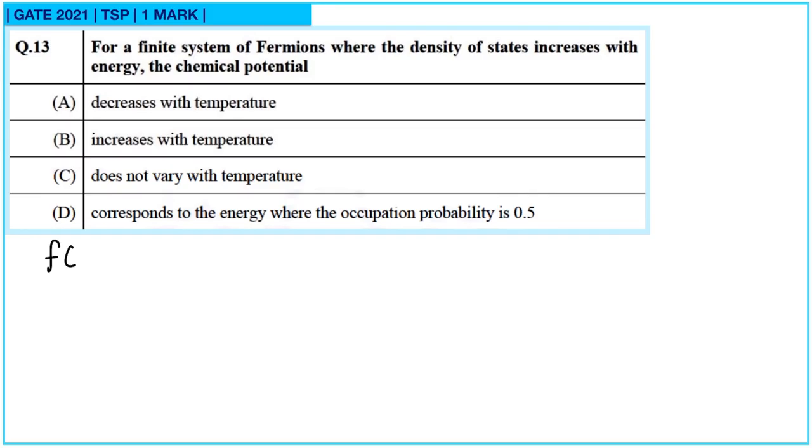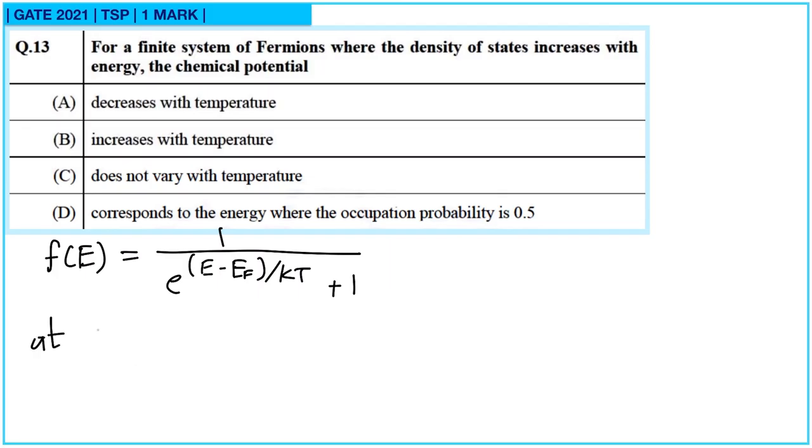Now the Fermi function for fermions is 1 upon e raised to (E minus EF) upon kT, plus 1, where EF is the Fermi energy. At 0 Kelvin, this is equal to the chemical potential. Now this chemical potential is the potential at which the occupation probability is 0.5. So option D is correct.